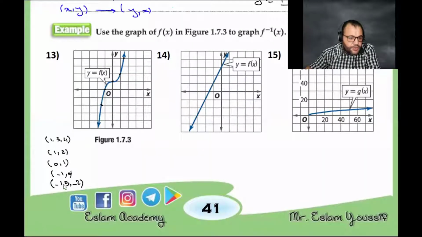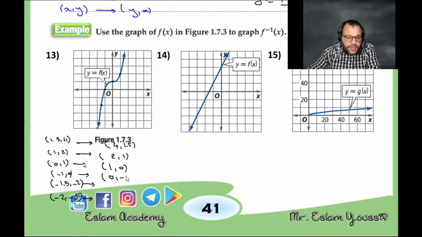Choose another point. Suppose I'm choosing a point here, it will be -2, and counting 1, 2, 3, 4, 5, so -2 and -5. It's approximately -2 and -5. So how can we find the inverse? Which is y and x? Just switch them, swap places. So it will be 4, 1.5. The next will be 2 and 1. 1 and 0. 0 and -1.